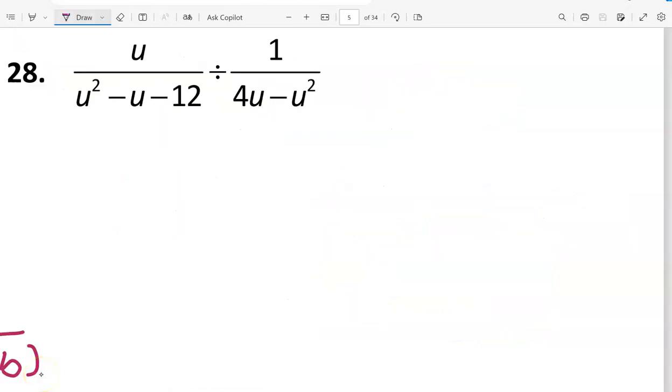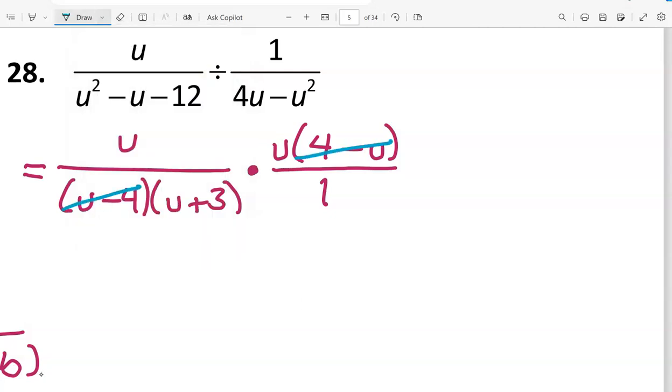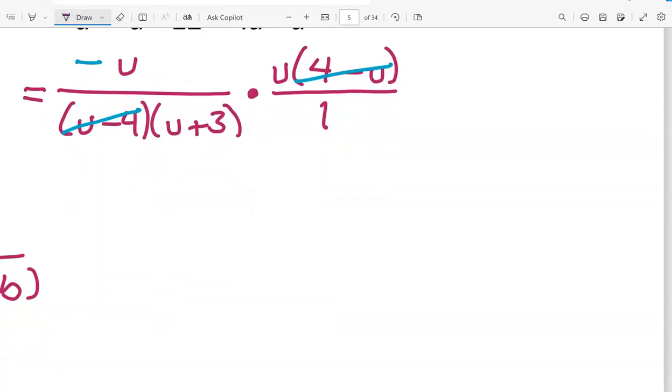For 28, we have a division. The numerator can't be factored in the first fraction. The denominator can be factored into u minus 4 times u plus 3. Change that division to multiplication and flip the second fraction, so our denominator is now 1, and we can factor a u from the numerator times 4 minus u. Now let's cancel our common factors. U minus 4 and 4 minus u are opposites. That's going to leave us with a negative 1. The u's in the numerator do not cancel because they are both factors of the numerator. So multiplying through, negative u squared divided by u plus 3 is the final answer.